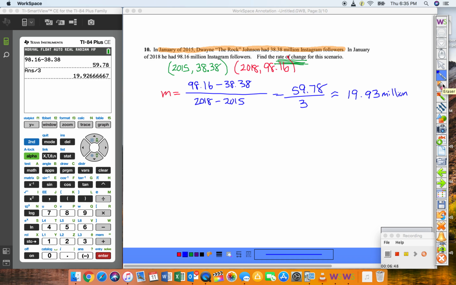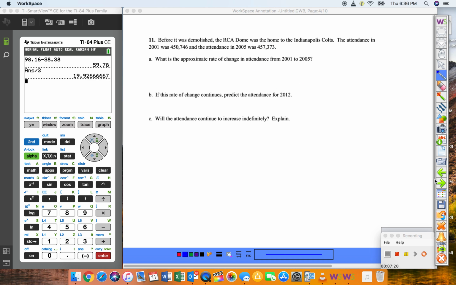what? The question is, who was upstairs and who was downstairs when it comes to labels? So upstairs, wasn't that our followers, right? How many followers they had on Instagram, and downstairs was years. So 19.93 followers per year is what that's all about. That's what happened. There was an increase because the slope is positive. The Rock had an increase in that 3-year period of about 19.93 million followers per year. So there's a story problem. Let's do another story problem.